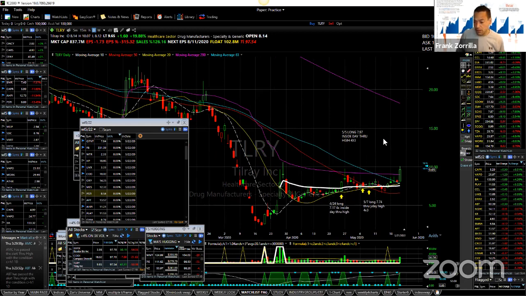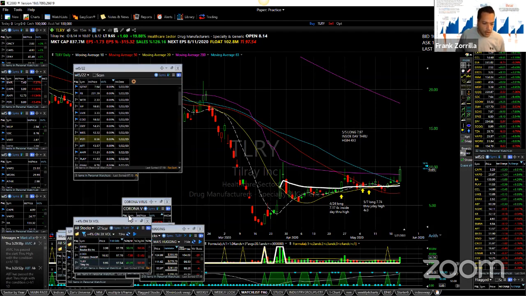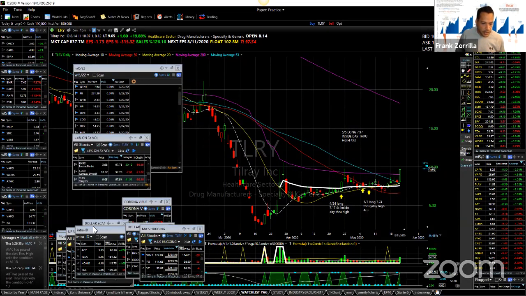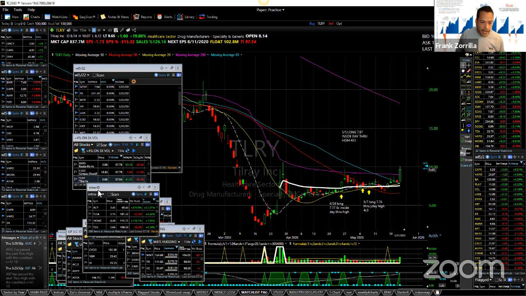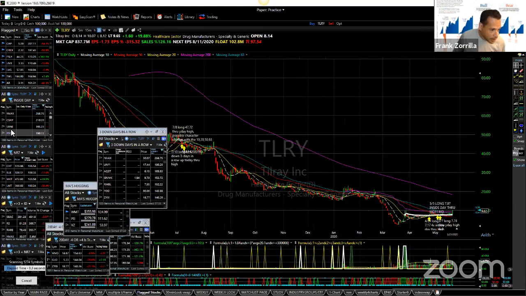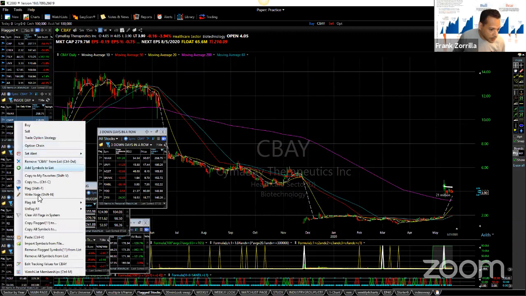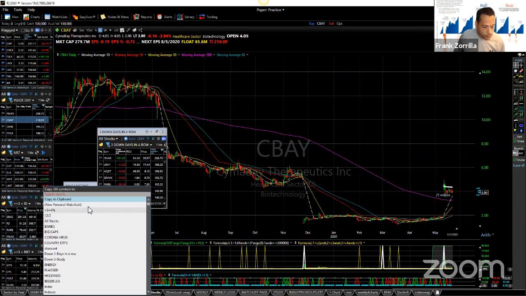Maybe I was going through the list too fast and I missed it. So what can you do? What I do is I have this intra ID, meaning intraday ID. I took all the inside days. There are 380 names here. I took all these names and copied all symbols to intra ID.